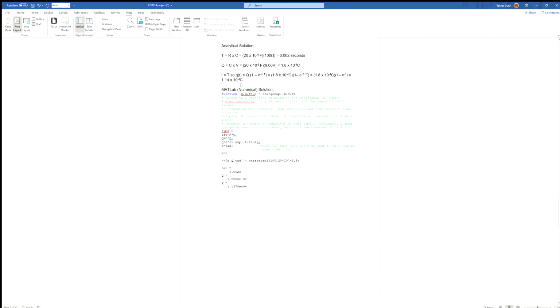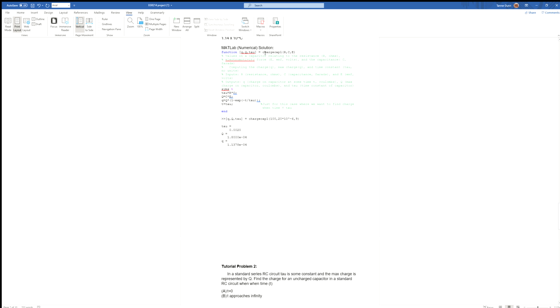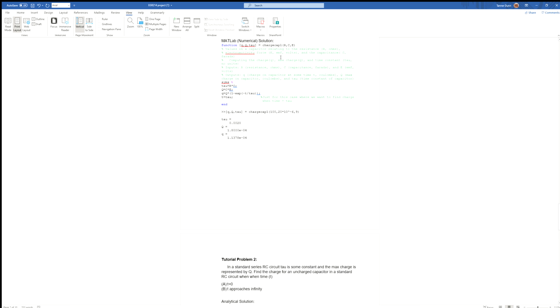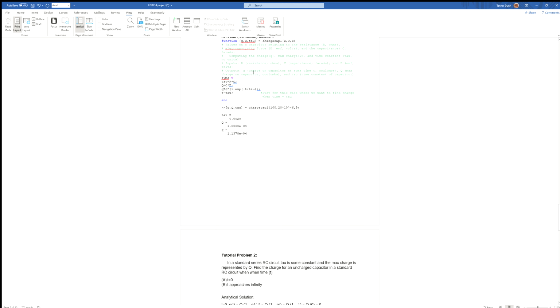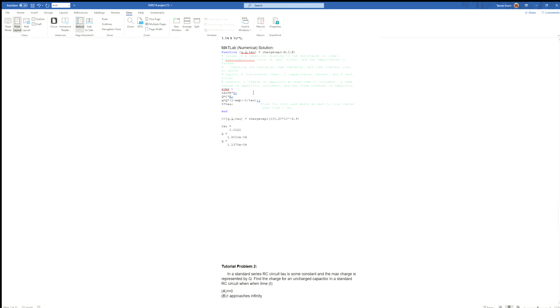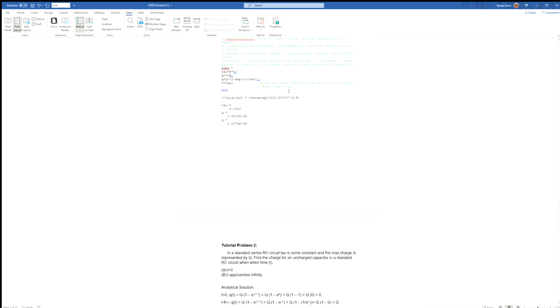Our MATLAB numerical solution, we would be saying this as charge cap1.m. Our inputs would be resistance, capacitance, and electromotive force, and our outputs would be charge, max charge, and tau. Resistance is measured in ohms, capacitance in farads, and EMF in volts. Our charge and max charge are both measured in coulombs, whereas our time constant is measured in seconds.